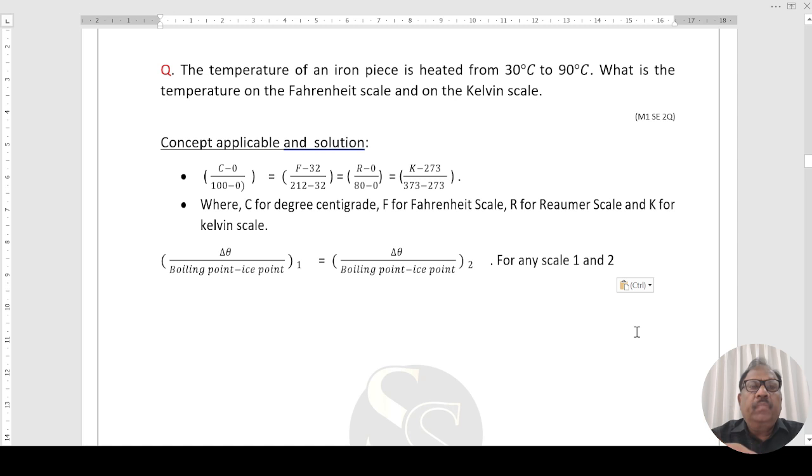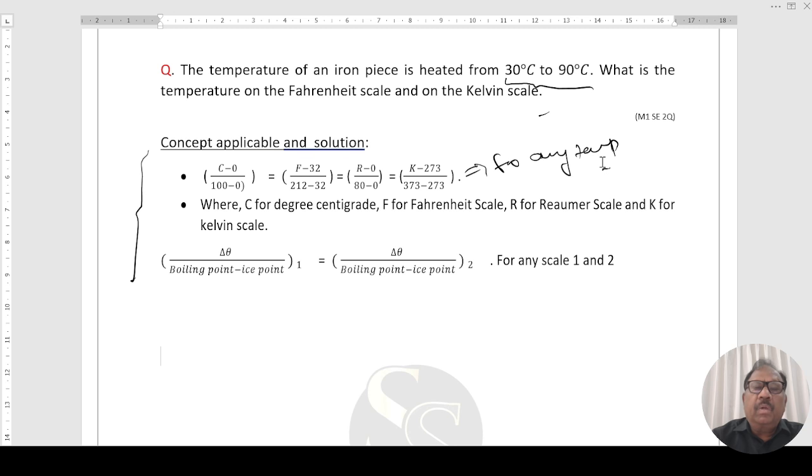Question is, the temperature of an anode is heated from 30 degrees centigrade to 90 degrees centigrade. What is the temperature on Fahrenheit scale and on Kelvin scale? Concept applicable and solution. These scales are for any temperature.